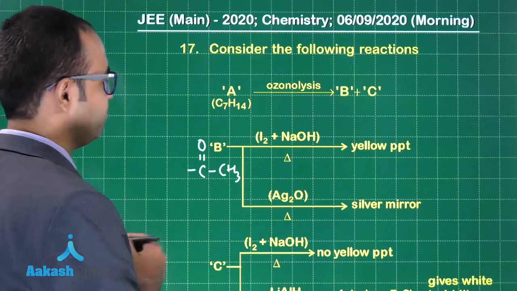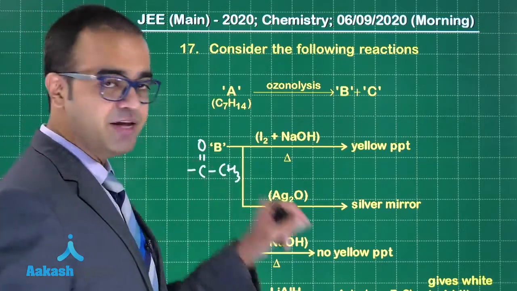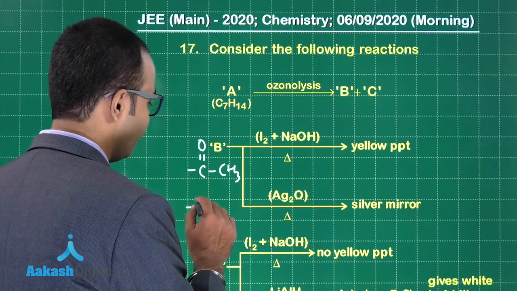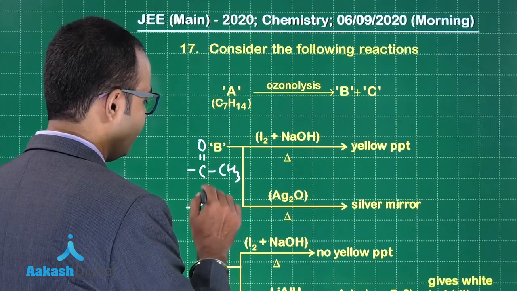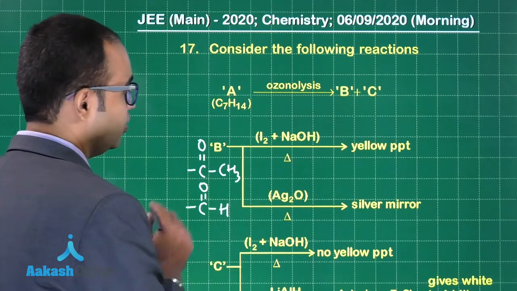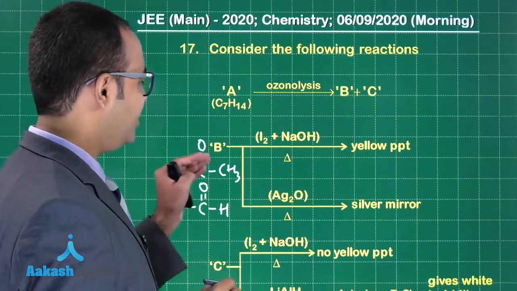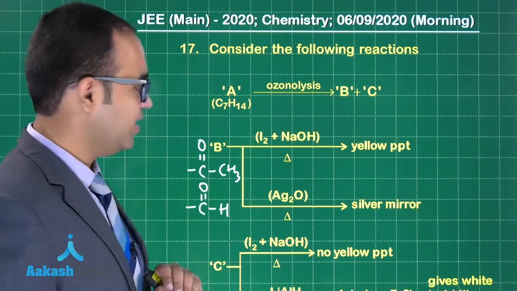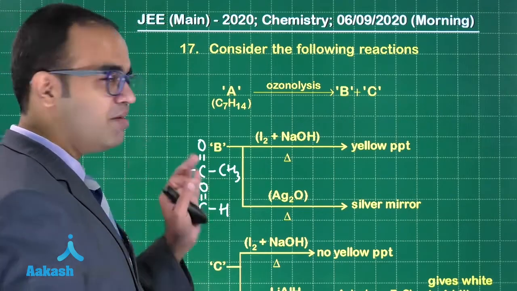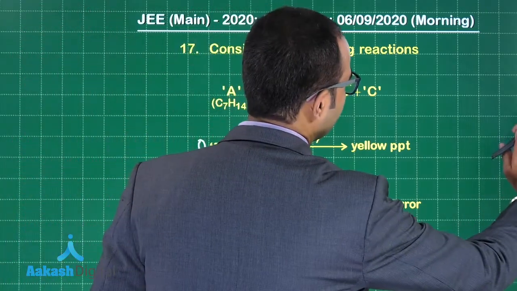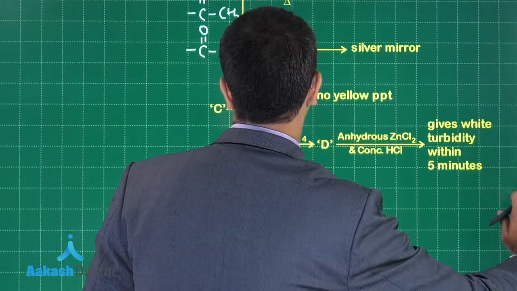Okay. If B is giving you a silver mirror test, then B will also have what? It will also have a CHO group. So B contains a COCH3 group as well as a CHO group. Okay. So we have some idea about B, guys. Let us look at C, guys.